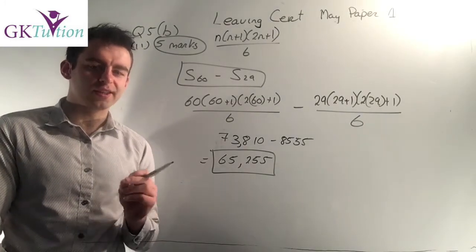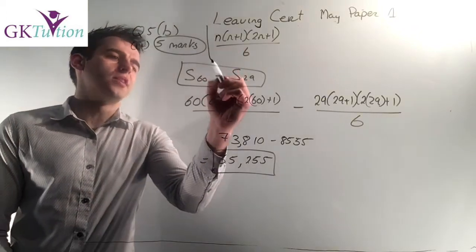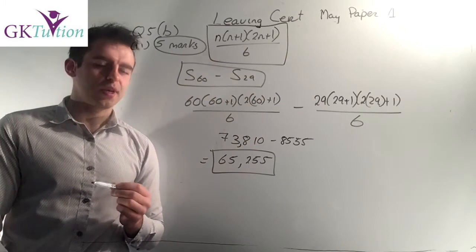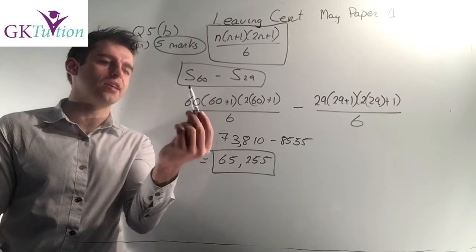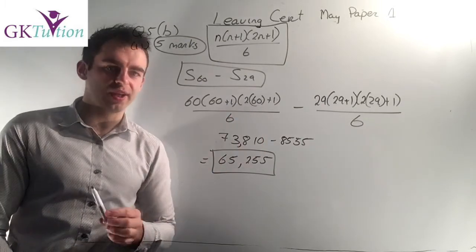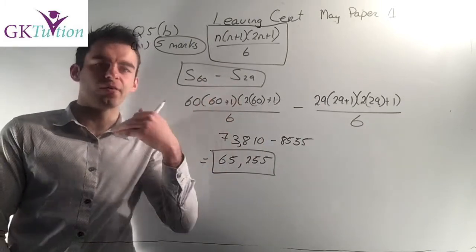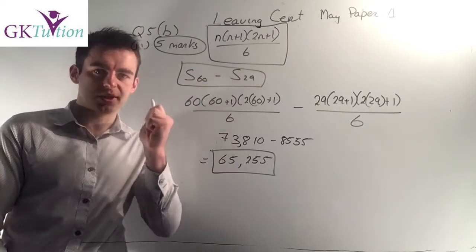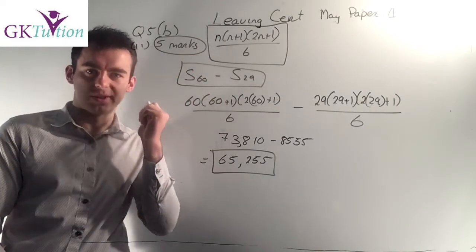Now, a lot of you made a silly mistake here. Notice that this is the formula you're using. Obviously, this is the sum of the squares of the natural numbers. And in order to get from 30 to 60, I need S60, the sum of the first 60, minus S29. If I get the first 60 and I subtract the first 29, I'm left with 30, 31, 32, 33, the whole way up to 60.